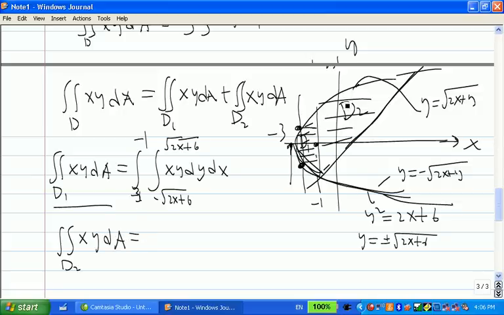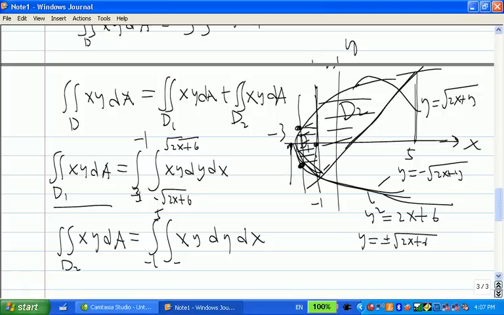Now let's look at D2, dy dx. Project D2 on the x-axis and find the smallest possible x coordinate for all the points. Obviously, your smallest possible x is here, which is -1. This -1 is less than this point, which is 5, as we found before. So x goes from -1 to 5.